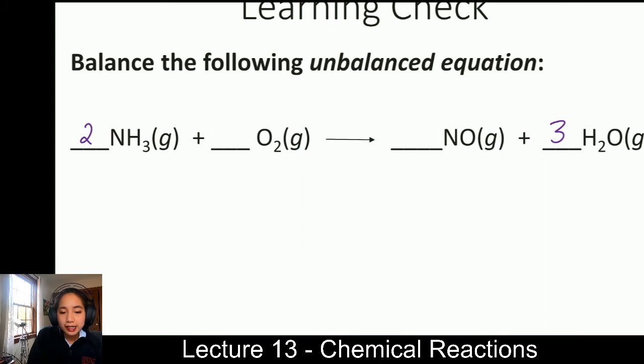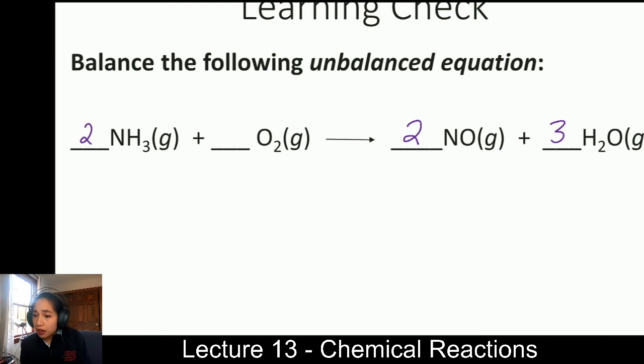And so the next element would be oxygen. Typically, if there's diatomic oxygen or a single element like that, you usually balance that one last. Because we put a 2 in front of our NH3, now I need to go back and balance our NO, our nitrogens. There's 2 nitrogens on our reactant side now, so I'm going to put a 2 in front of NO to balance those nitrogens. So now the nitrogens and hydrogens are balanced.